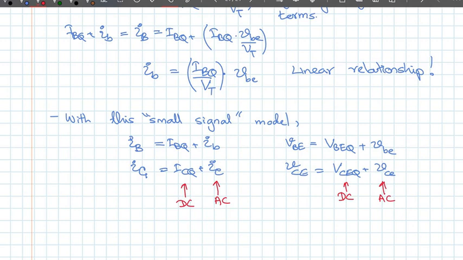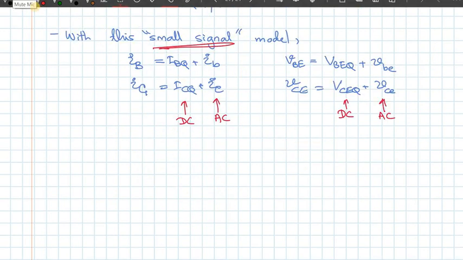Also, all my relationships will be linear under this small signal model. That is when VBE is less than 10 millivolts, or rather, much less than 10 millivolts. Under such conditions, the BJT actually behaves linearly, so we can use it as a linear active two-port device.